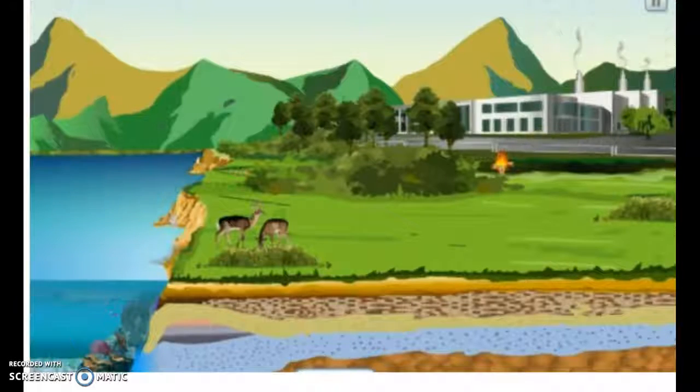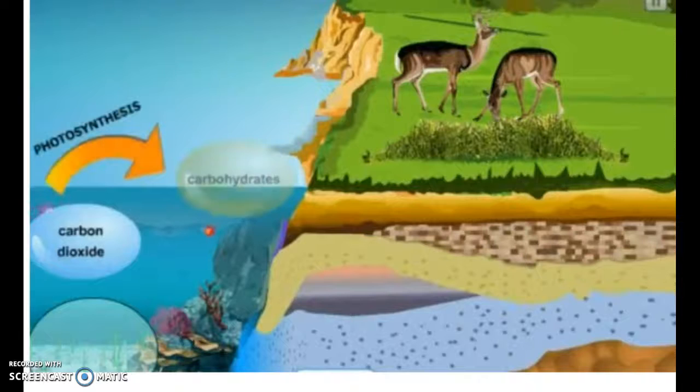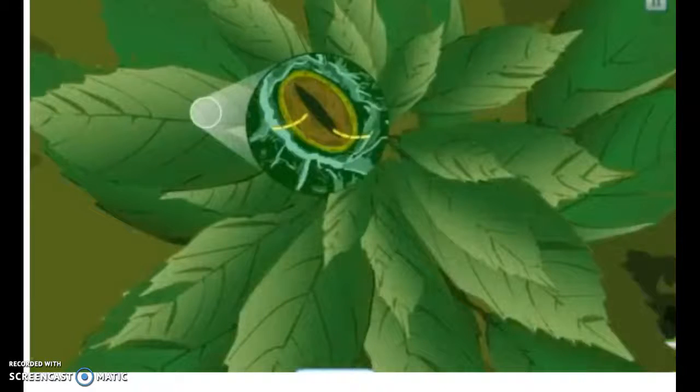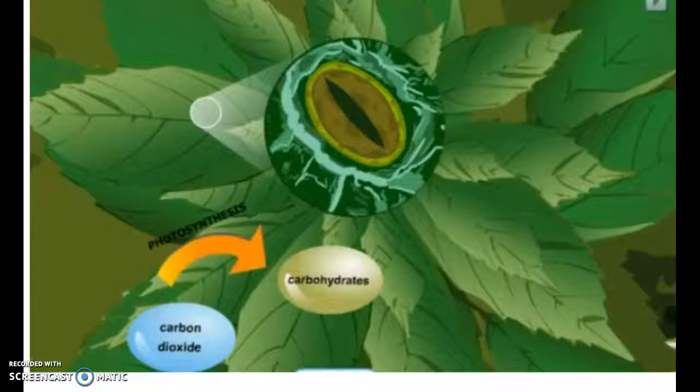Photosynthesis is a process that turns carbon dioxide into carbohydrates by using energy from light. The reactants are carbon dioxide and water. The products are carbohydrates and oxygen. The formula is 6CO2 plus 6H2O, which makes C6H12O6 plus 6O2. Organisms that carry out photosynthesis are plants, as well as some bacteria. Chloroplasts are membrane-bound organelles where photosynthesis takes place in plants.